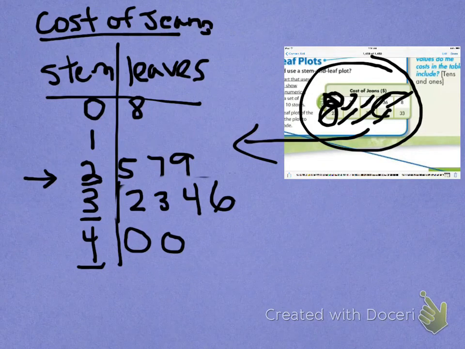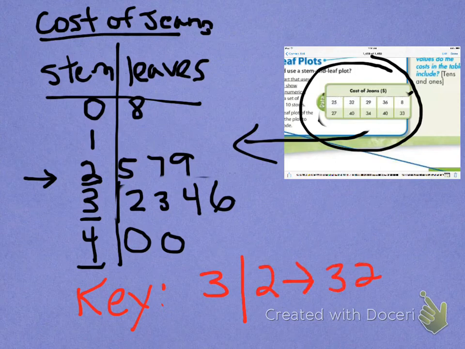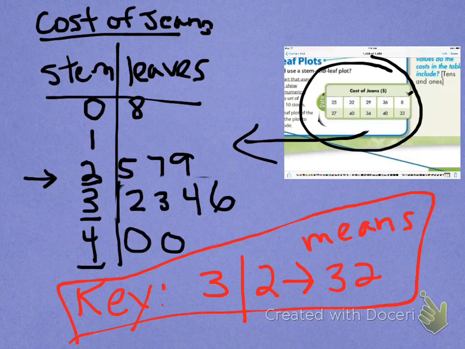Let me change colors here, red. I want you to understand, here's a little key, if you want to write this in your notes. When you see the 3 and a 2 here, what does that represent? It represents 32. Okay, that's just one example to help you read the stem and leaf plot. So this would be 40, this is 32, 25, and this would be 8.